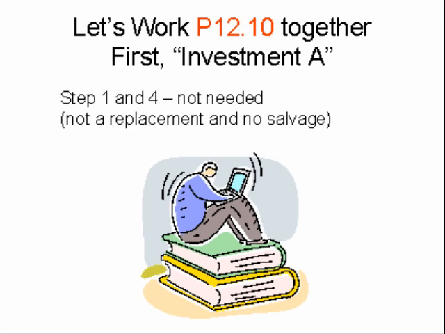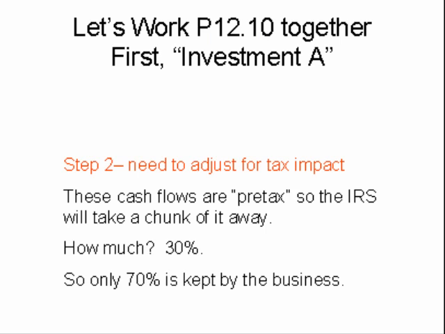When you read it, you'll see you don't need step 1 and step 4. We're not replacing an asset, and there's no salvage expected at the end of the life. But we do need to adjust the cash flows for the amount that Uncle Sam is going to keep, which is 30%. So freeze this frame and calculate the after-tax savings of each of those 5 years.